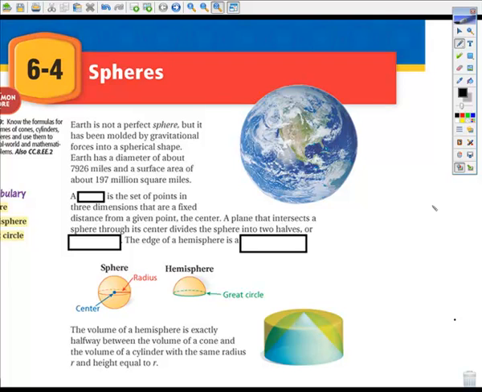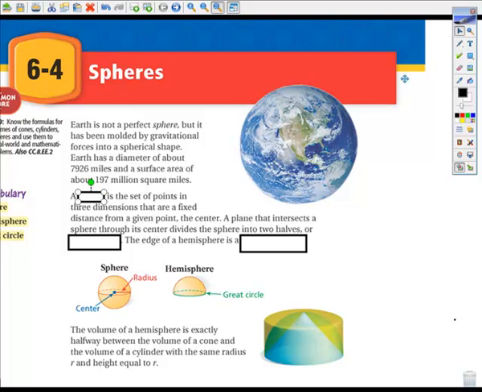So the surface area, if you think about it, means that if I have a square that was a mile on each side, it would take 197 million of those squares to cover up the surface of the Earth. So it's a pretty big entity. Let's look at our fill-ins.